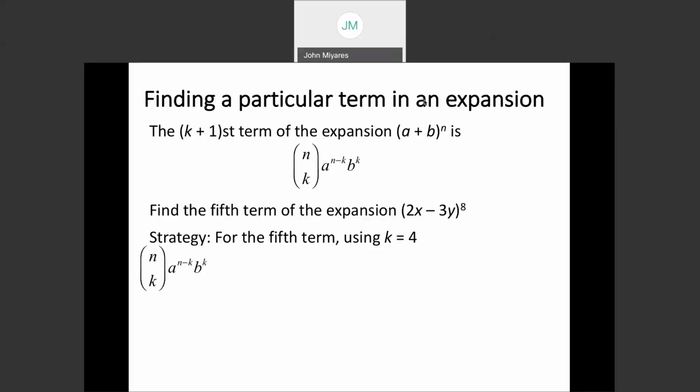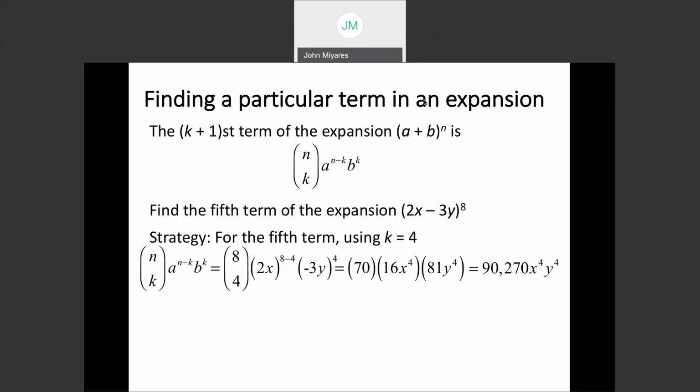So ultimately, this is going to simplify to 8c4 times 2x raised to the fourth power times negative 3y raised to the fourth power, or 70 times 16x to the fourth times 81y to the fourth, which if we break this out on our calculators is going to give us 90,720 x to the fourth y to the fourth.